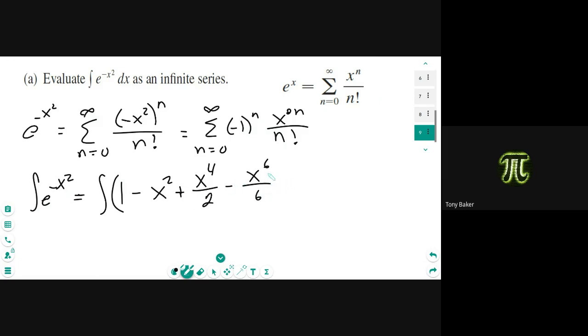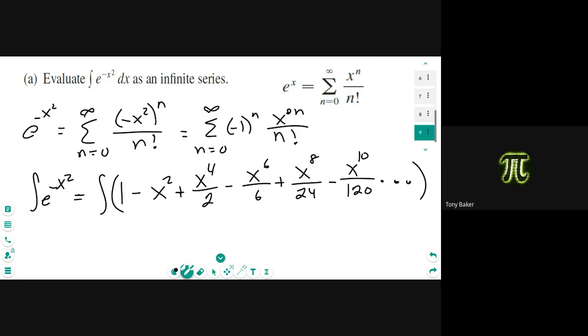If I plug in 4, what do I get? We're basically expanding out the series. So x to the 8th over 24. And I said we're going to go to n of 5. So if I plug in 5, I get x to the 10th over 120. And that keeps going. Correct? Because we just stopped at n is 5.